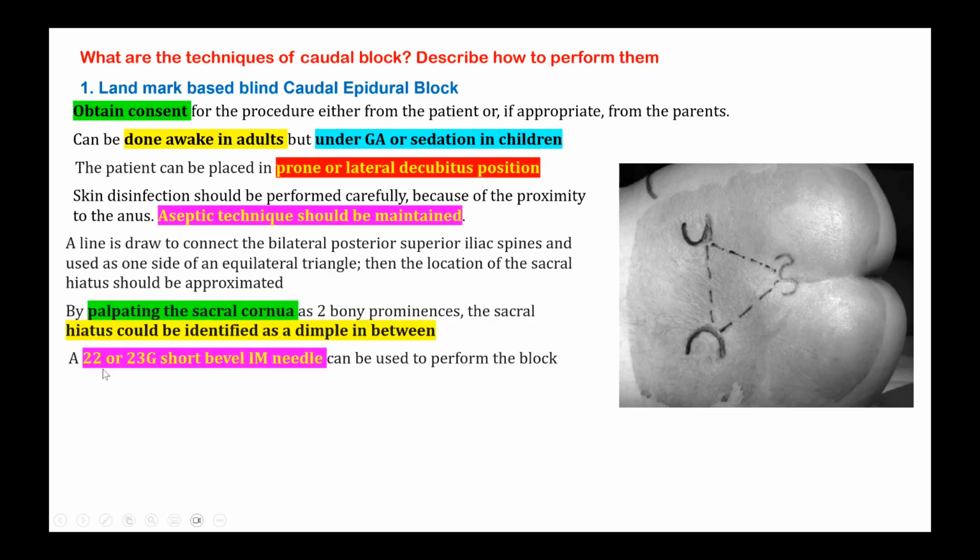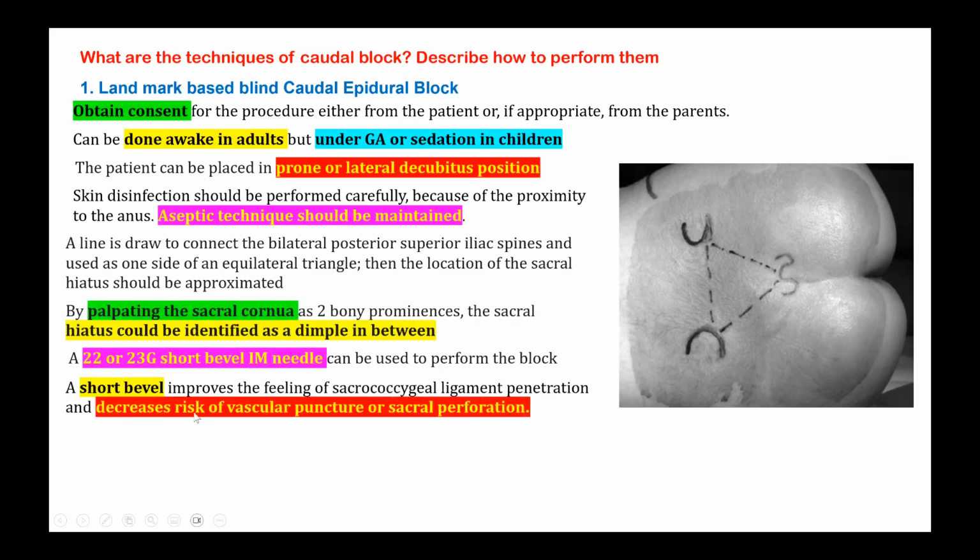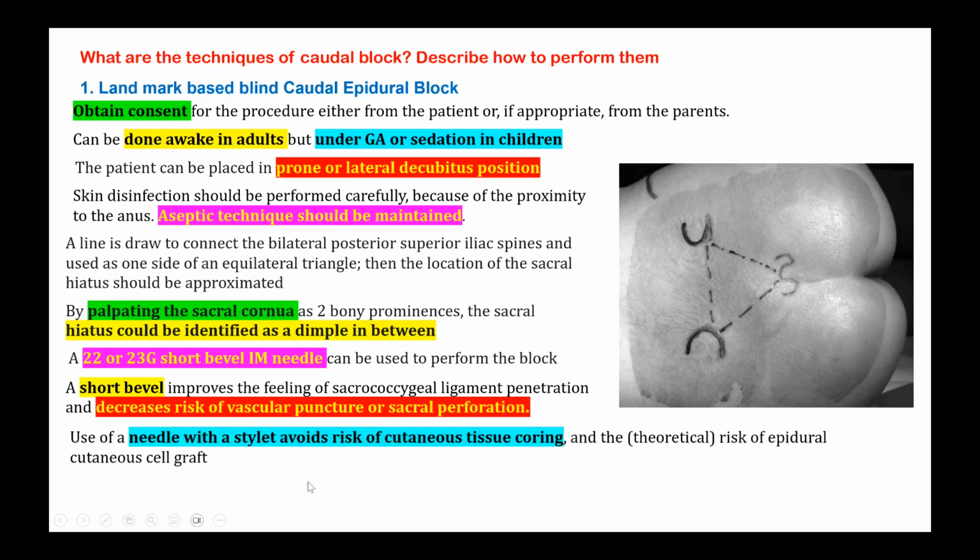You can use a 22 or 23 gauge IM needle, or a short dual needle, to perform the block. The short profile helps identification of the loss of resistance, which is felt well when we have a short blunt dual needle, and it decreases the risk of vascular puncture also. And a needle with a stylet avoids the risk of cutaneous tissue coring.